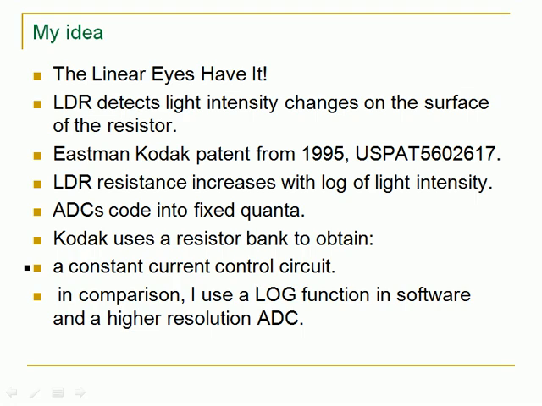It's logarithmic. Eastman Kodak has a patent from 1995 which shows that resistance is linear as the log of the light intensity. And they use a bank of resistors that they switch in order to get the light-dependent resistors to run in a linear mode. This is their patent. That gives them what they call a constant current control circuit.